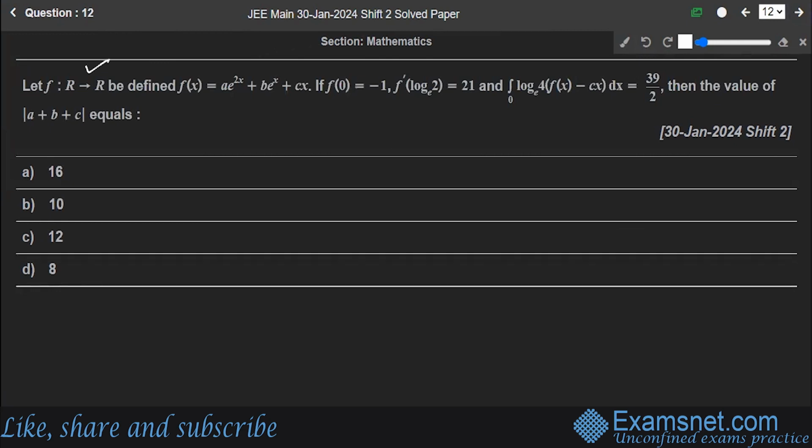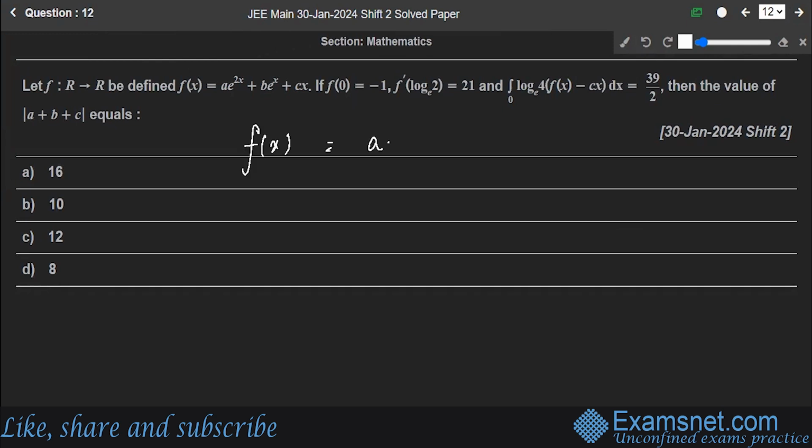Let f be a function from real to real numbers defined by this. If f of 0 is equal to -1, f dash of natural log 2 is equal to 21, and the integral of this function is equal to 39 by 2, then the value of a plus b plus c is, where a, b, c are here. Okay, so let's start from here.